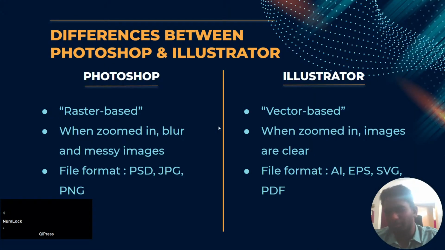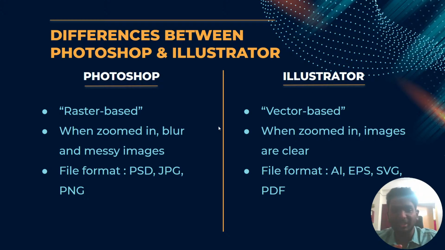These are the main differences between Photoshop and Illustrator. So when you go through this, you can get a clear picture of what Photoshop and Illustrator are. Photoshop is raster based. Raster based means it's pixel based, so each pixel contains a color, and a group of pixels gives you a photorealistic image.